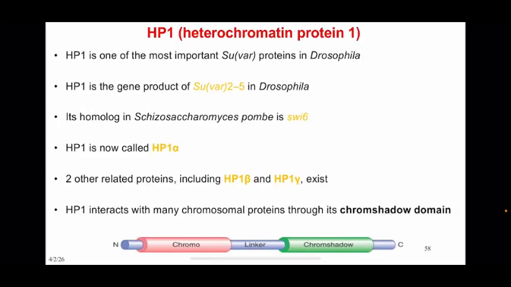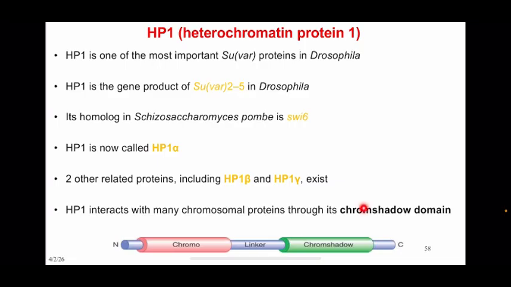So let's look at HP1. HP1 is heterochromatin protein 1, and it is a type of SU(VAR) protein in Drosophila. The main gene is SU(VAR)2-5, but it is now called HP1 alpha because they recently discovered other proteins called HP1 beta and gamma. So the normal HP1 that's involved in heterochromatin formation is actually called HP1 alpha now.